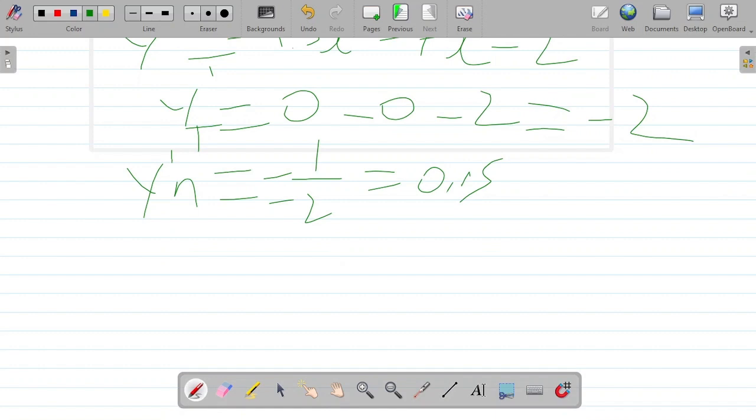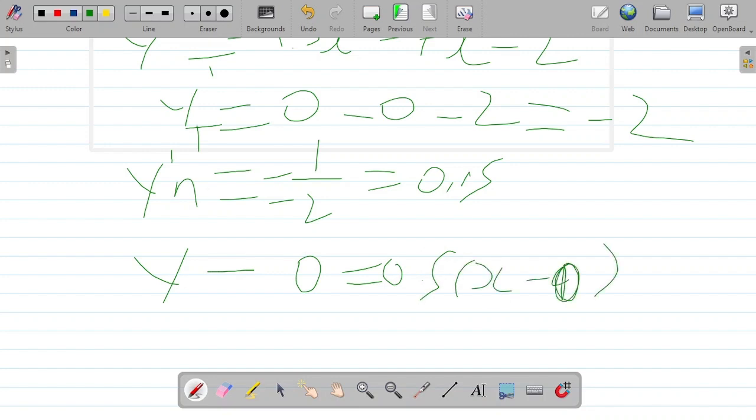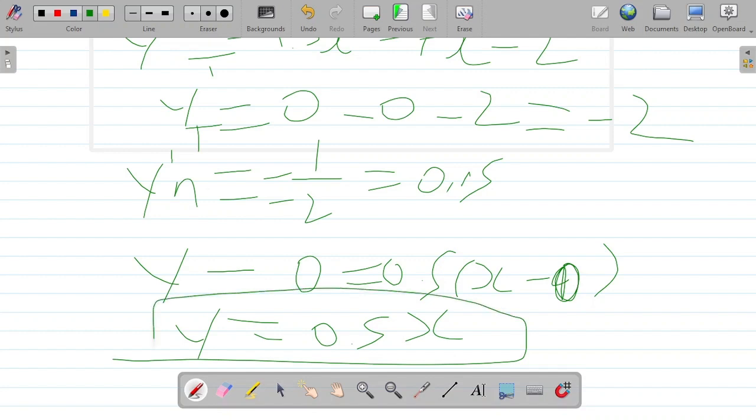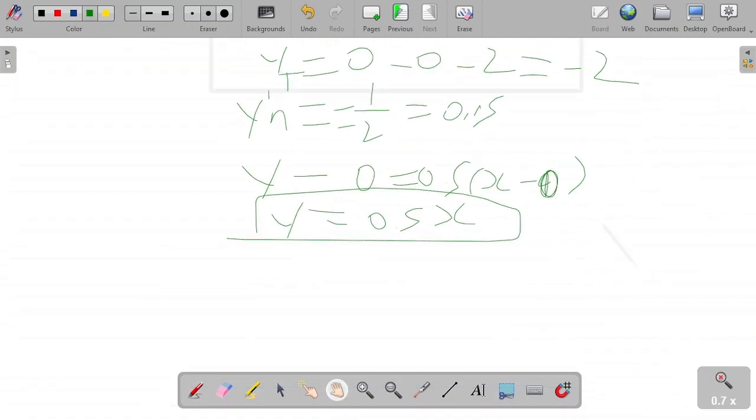Now you do the same equation. Y minus b, which is 0, equals 0.5 times x minus a, which is 0. So y is equal to 0.5x. That's our first equation. Now we do K.